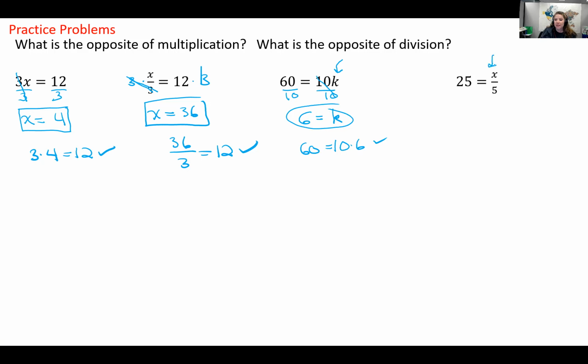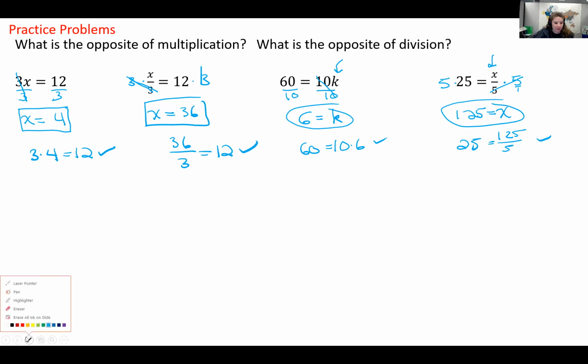All right, the next one says a number. So we're on the right side of the equal sign. A number divided by 5. So what is the opposite of dividing by 5? The answer is we multiply by 5. Multiply both sides by 5. So basically this is saying we're going to cancel out our 5s. Or 5 times 1/5 is 1. So basically those 5s go away. So we're left with x is equal to 5 times 25, which is 125. Check: 125 divided by 5, does that equal 25? Yes, it does.